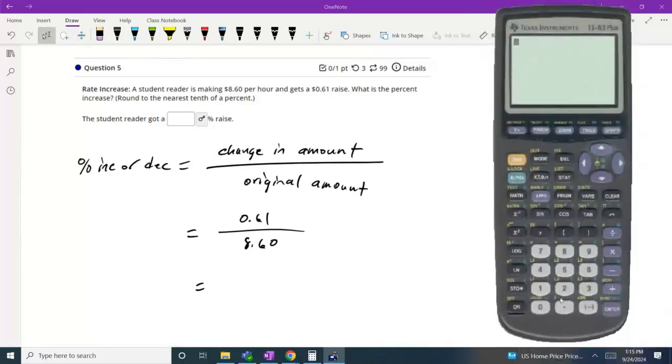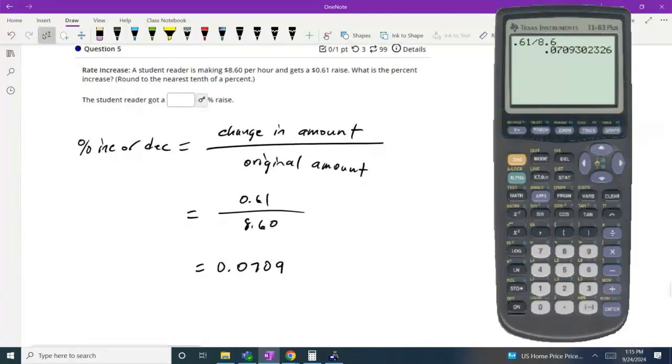Right, so if we take the change in amount, which is 61 cents, divide that by $8.60, which was the starting wage, we get 0.0709. It's going to want your answers in a percentage. So I'm going to convert this decimal to a percent. So I'm going to move it twice to the right.